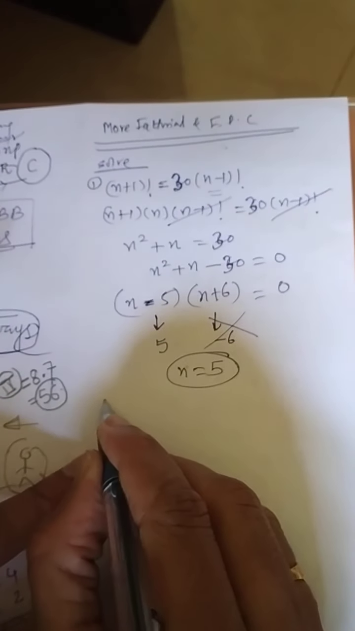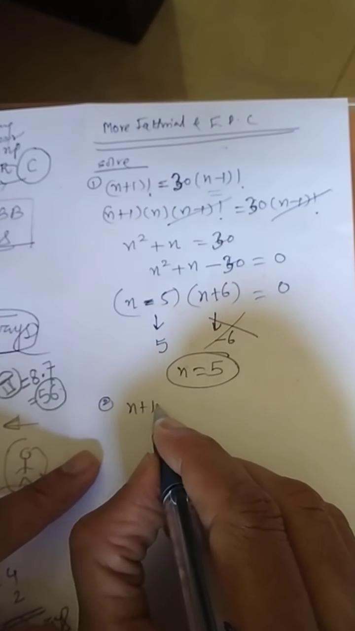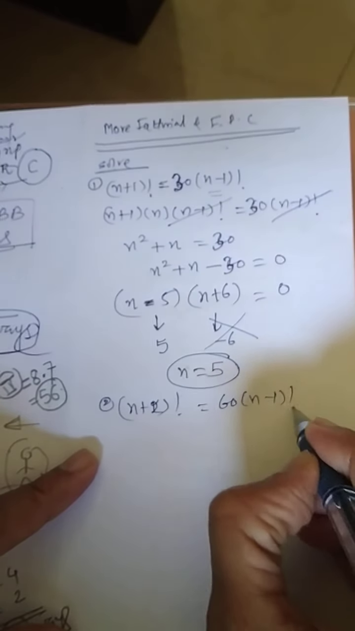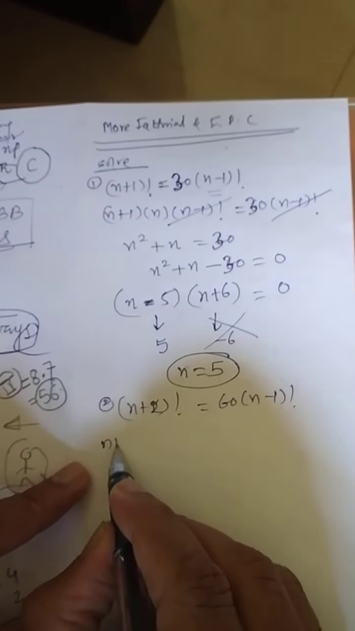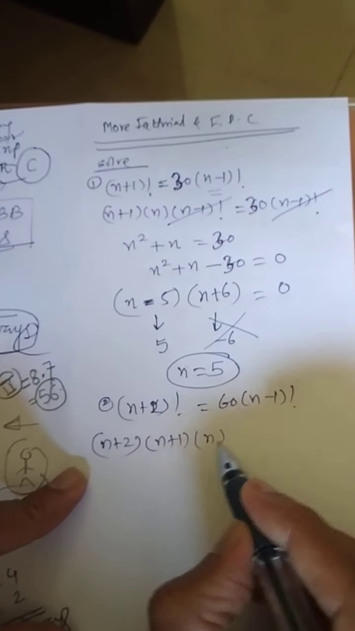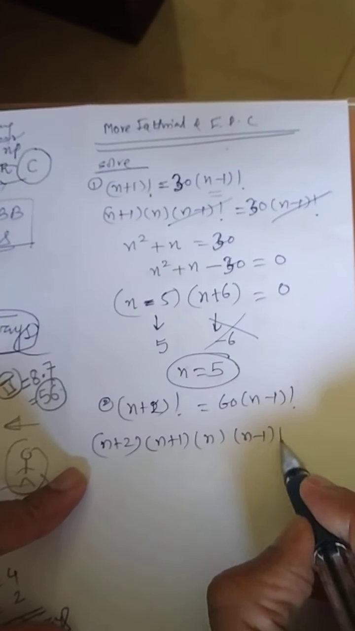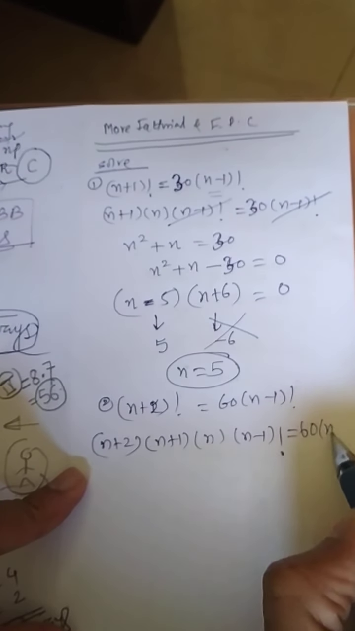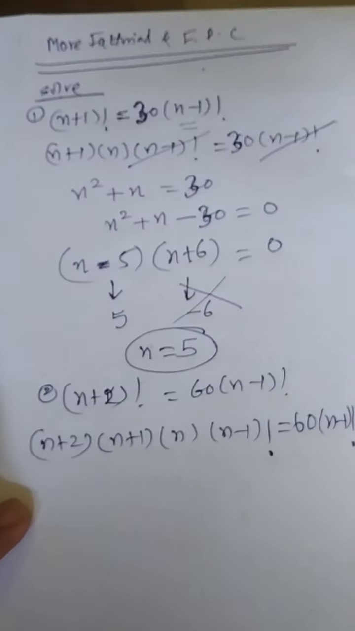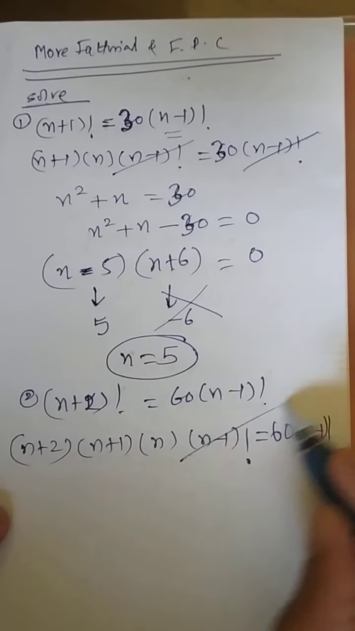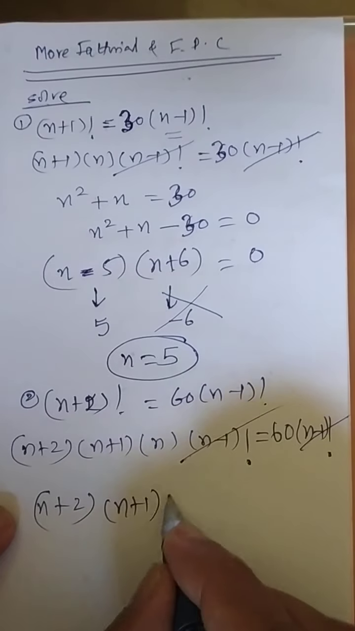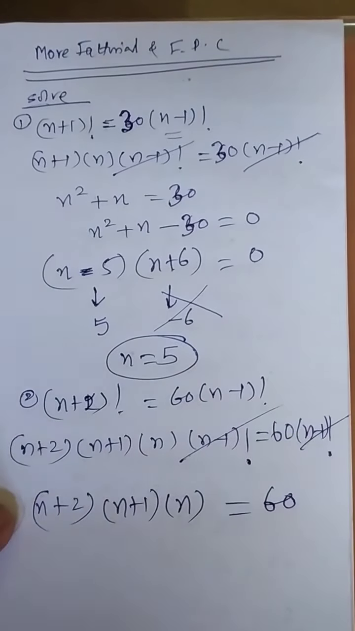Next question, I am writing this: (n plus 2) factorial over (n minus 1) factorial, and here it will be 60. So it will be n plus 2, n plus 1, n, and (n minus 1) factorial. Do you agree that I have to eliminate (n minus 1) factorial from both sides? So now I can cancel this and I am left with (n plus 2)(n plus 1)(n), which will be compared with 60.